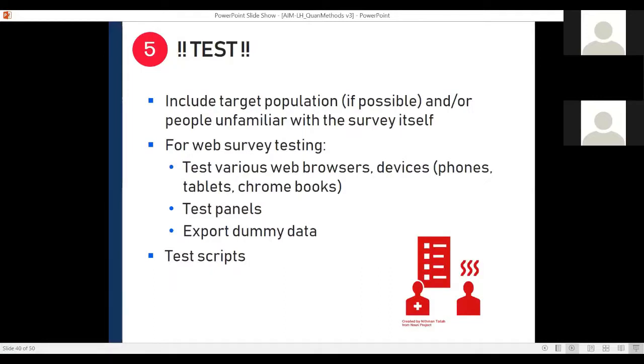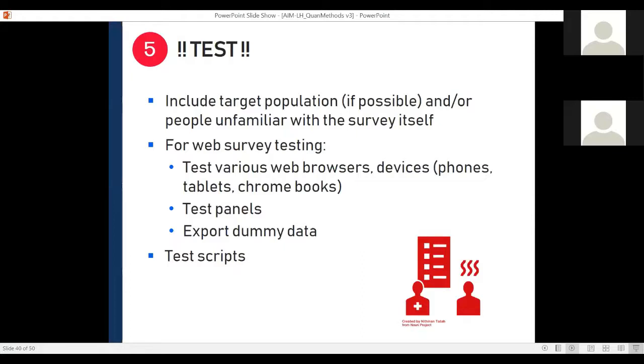So now you have the order, you're ready to go, but you should definitely test your survey. And I have exclamation points. It's so important. I can't stress this more. So you want to make sure you include your target population if possible, or somebody that would be like your target population. And you want to make sure it's somebody that's not familiar with the survey itself.